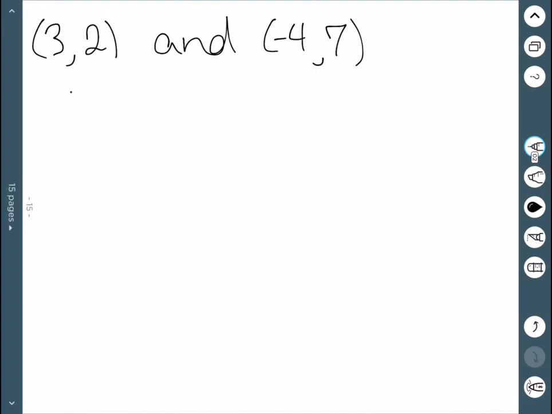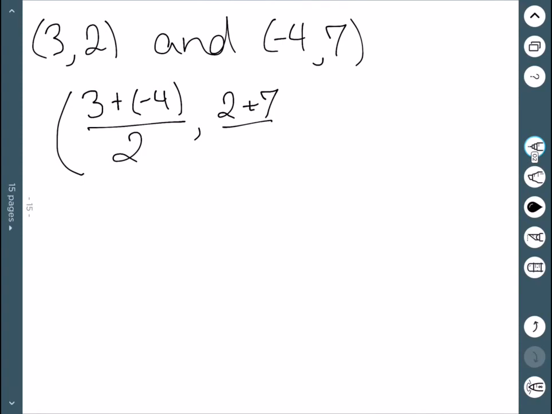One more example. To find the midpoint here, I would do 3 plus negative 4 over 2. And then for my second point, 2 plus 7 over 2. This would be a negative 1/2. And then on the right, 9 over 2. So these do not have to be whole numbers. We can have fractions instead.